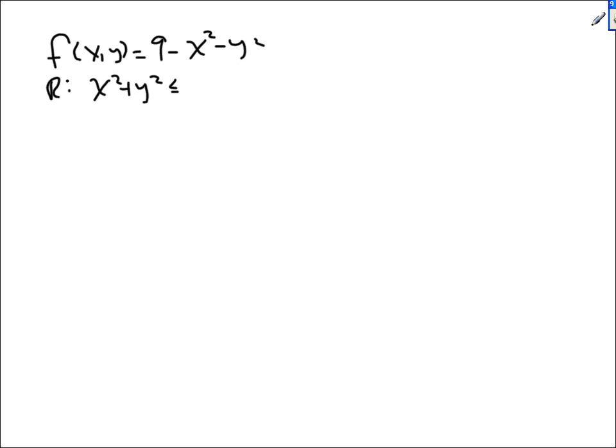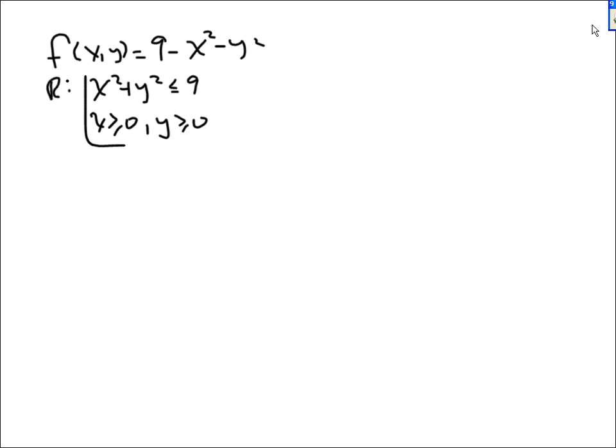Let's set up one more. Suppose you had that f of x, y was 9 minus x squared minus y squared. And the region was x squared plus y squared is less than or equal to 9, and x and y are both non-negative. Remember, 0 is not positive, so I don't want to say x and y are positive. They can be 0.